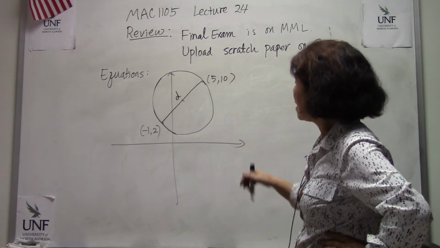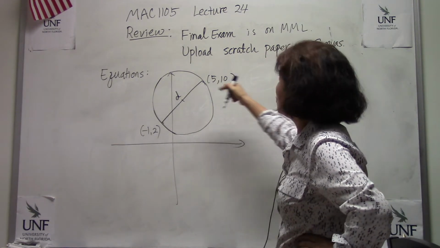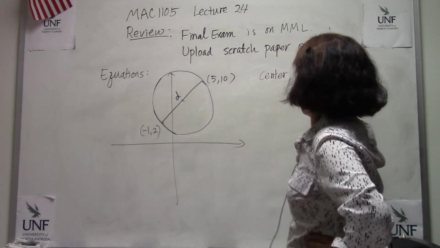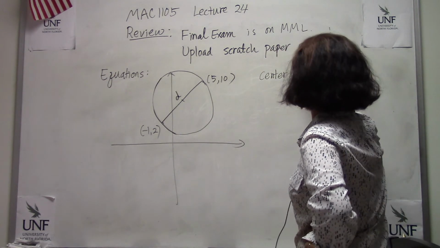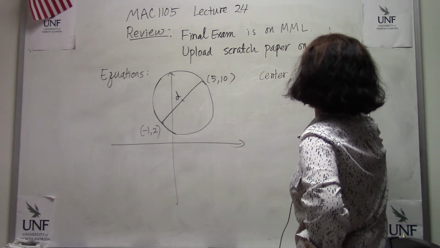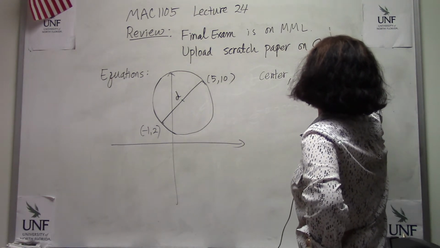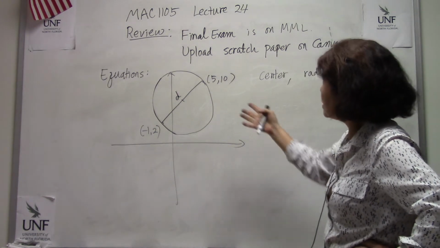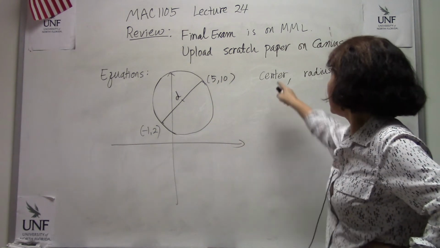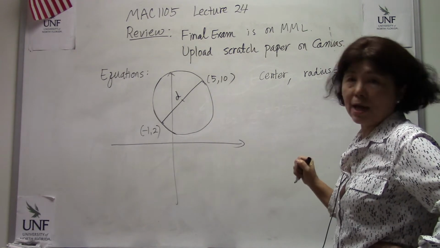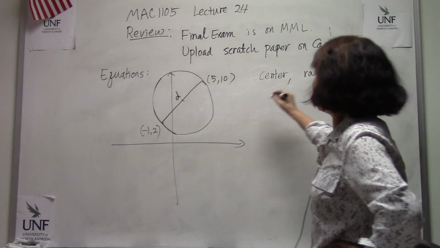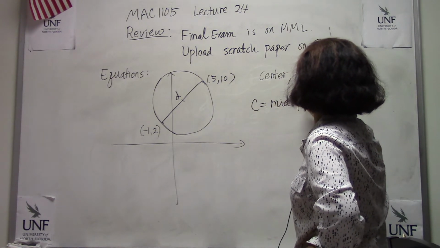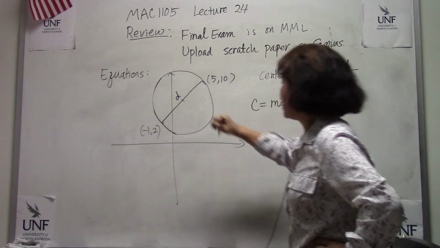Okay. So when you have a circle, you need two things. One is a center, and how large a circle is is determined by the radius. Of course, the radius is the diameter divided by 2. So which one is easier to compute here, center or radius? I would say center. Okay. So the center is what? The midpoint of these two endpoints.